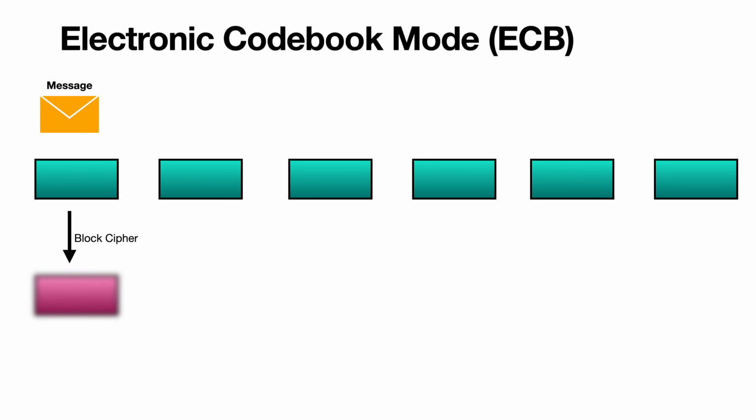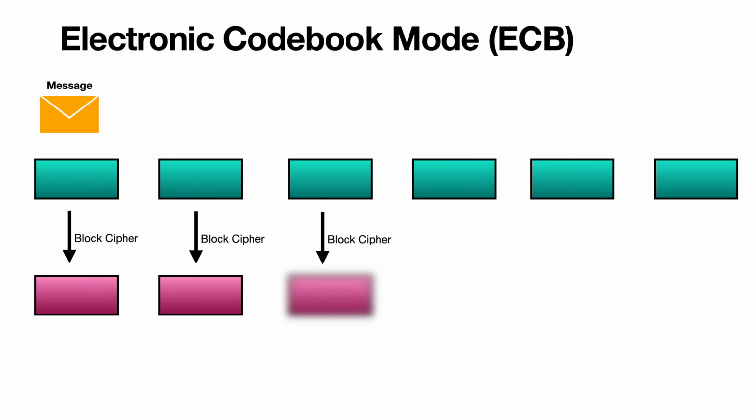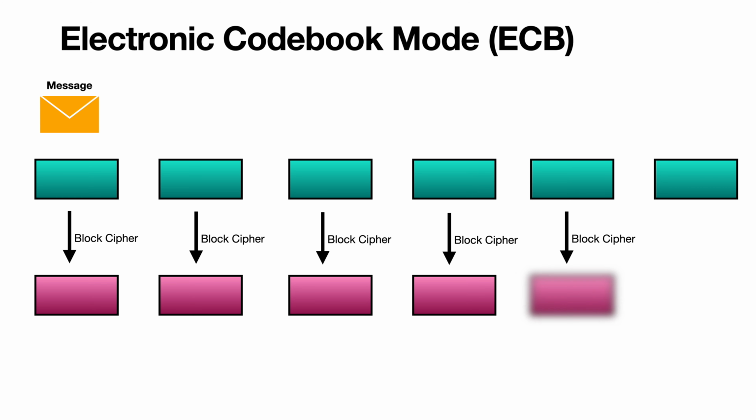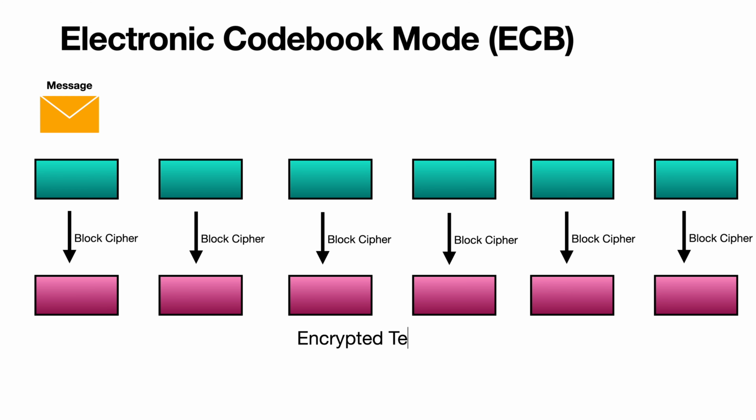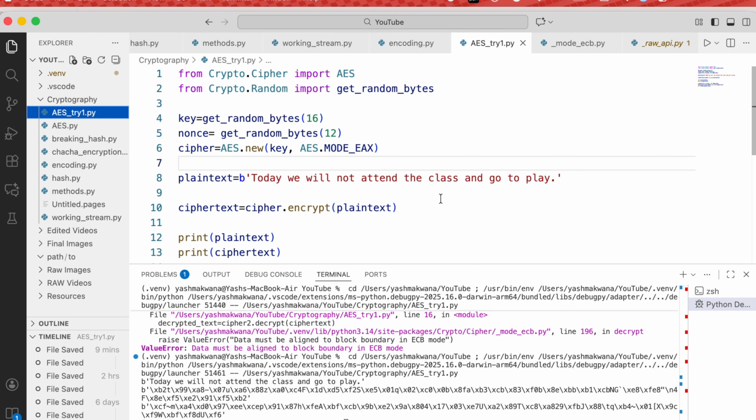Then we apply the block cipher and we get the respective encrypted blocks for each of them. Like we have encrypted the first block, the second block, and so on. We encrypt all of the remaining blocks. So this is a very simple, very basic mode of encryption. Now when we have received all of these 6 blocks, we just concatenate them and we get the encrypted message.